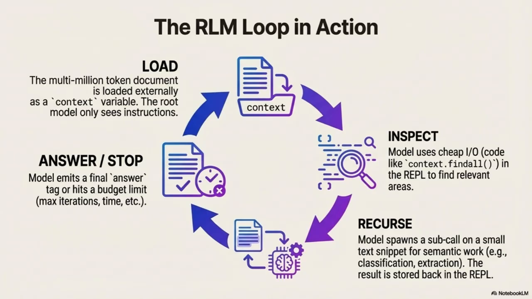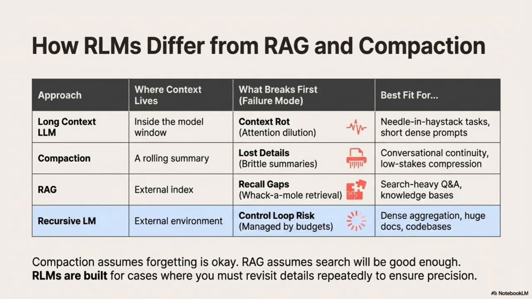And then the final step is just the stop condition. Critical. The system has to know when to stop. It either gets the info it needs and spits out a final answer tag, or it hits one of those budgets we talked about: the max depth, max iterations, or wall clock time.